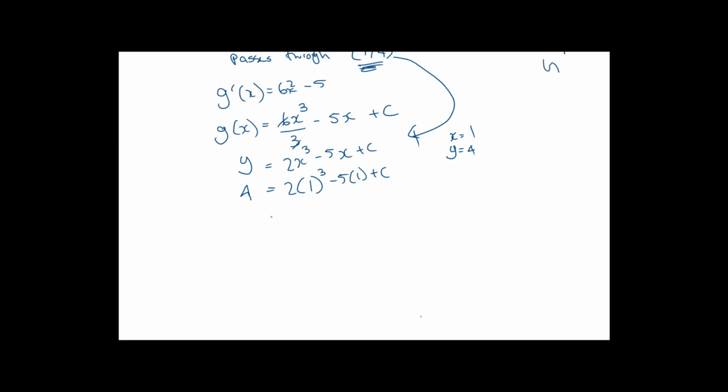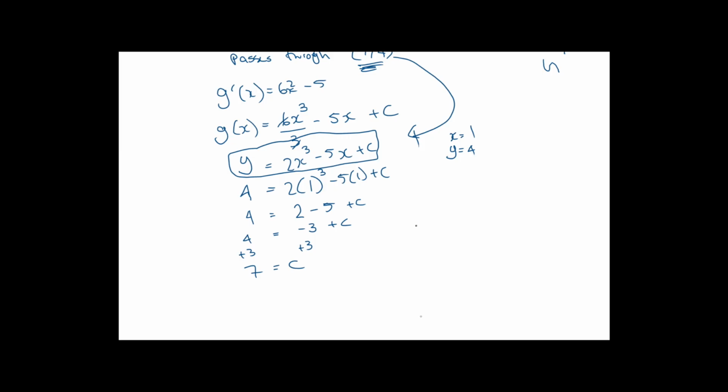So let's simplify it a little bit. 4 equals, well, 1 cubed is 1, and 2 times 1 is 2, minus 5, plus c. So 4 equals minus 3 plus c. Add 3 to both sides. c must equal 7. So we know now that the c bit is going to be equal to 7.